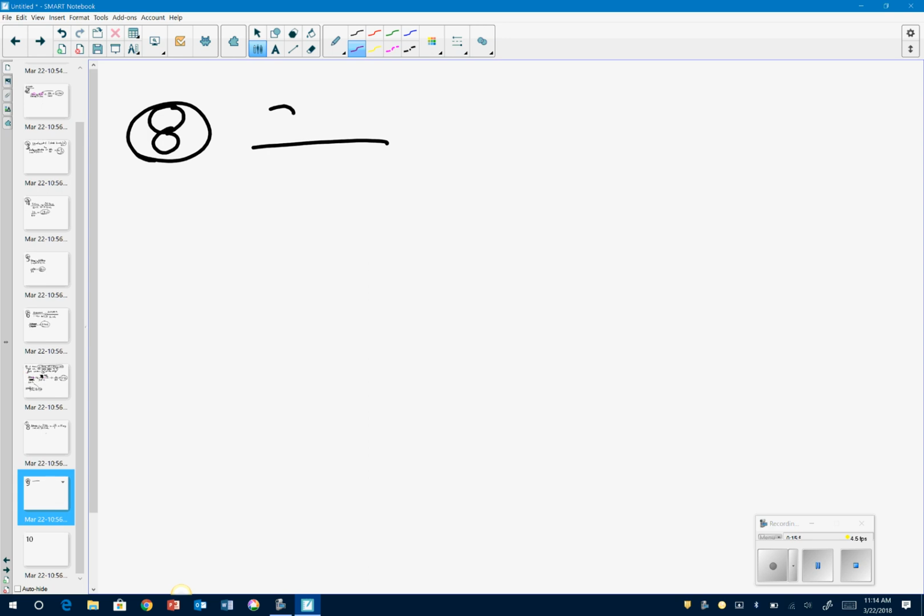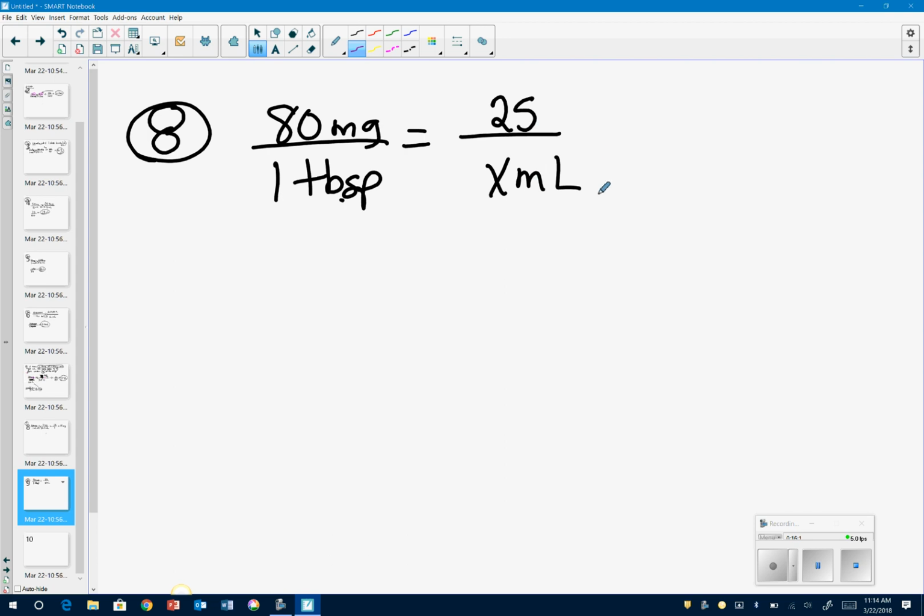So we know we have 80 milligrams per tablespoon. We're trying to find X milliliters, so we always put it with our tablespoon, since it's liquids. So we put our X milliliters down here. And of course, the physician orders 25. So we're trying to find out how many milliliters we need for the 25 milligrams of theophylline that the doctor ordered.